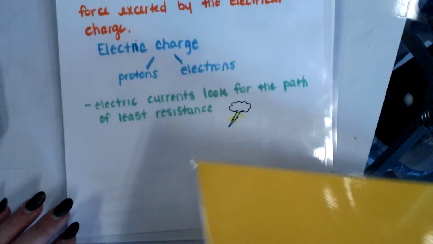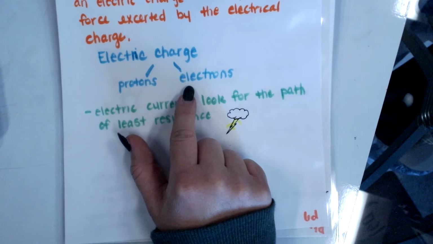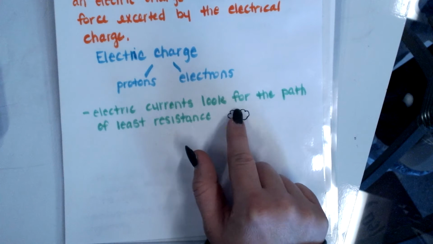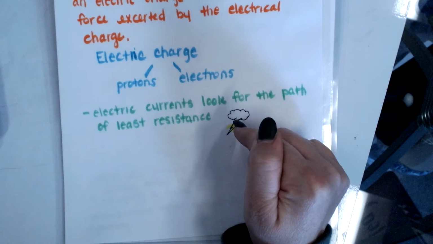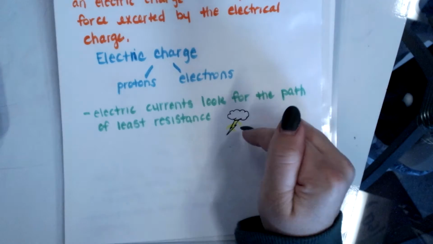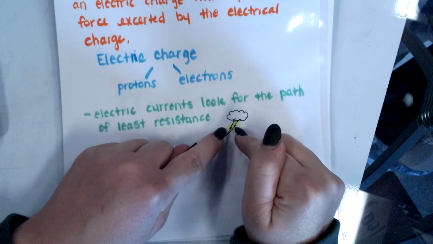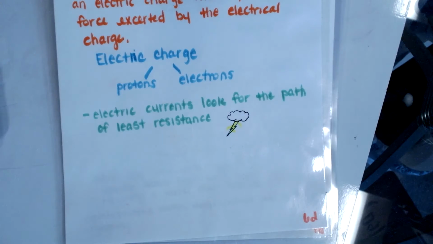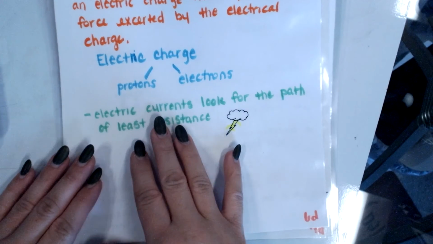Electric charge is made up of protons and electrons. Electric currents look for the path of least resistance. So, lightning is an example of an electric force. And when you see lightning strike, a lot of times you'll see tiny little flashes of light break off from the lightning strike. That's because it's looking for the path of least resistance to the ground.